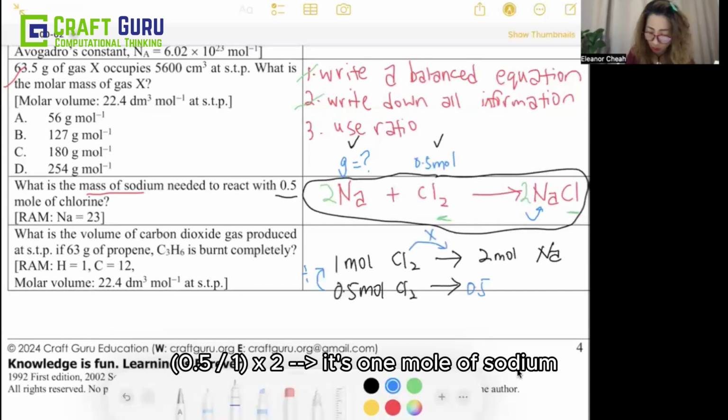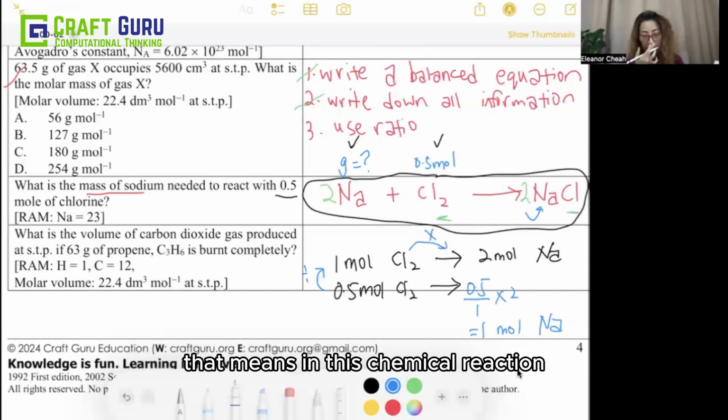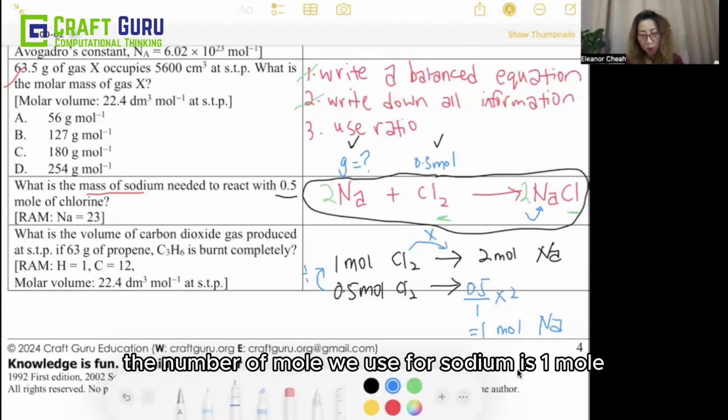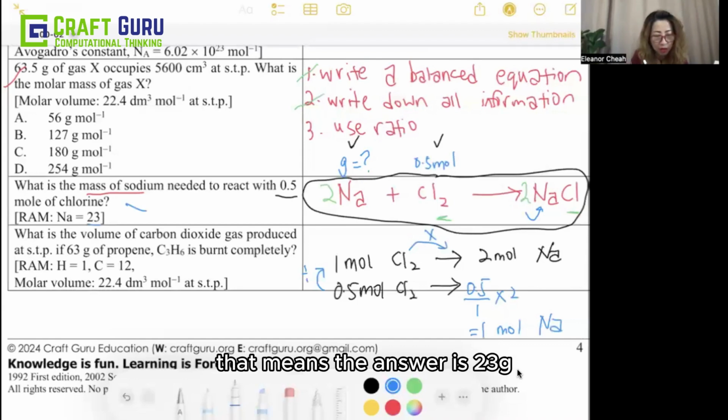0.5 divided by 1 times 2. So it's 1 mole of sodium. 0.5 mole of chlorine will react with 1 mole of sodium. That means in this chemical reaction, the number of mole we use for sodium is 1 mole. And since 1 mole is 23 gram, then that means the answer is 23 gram.